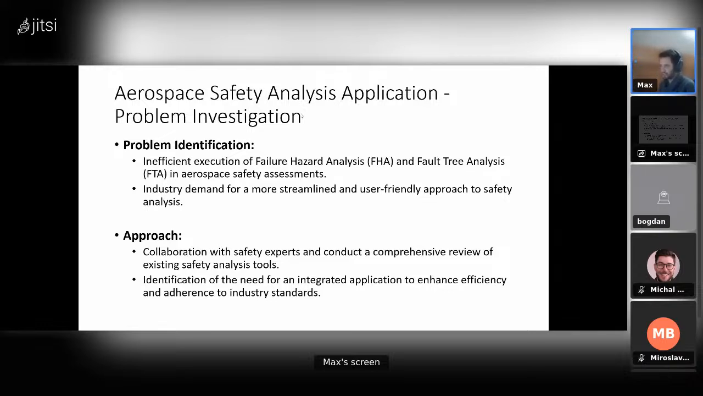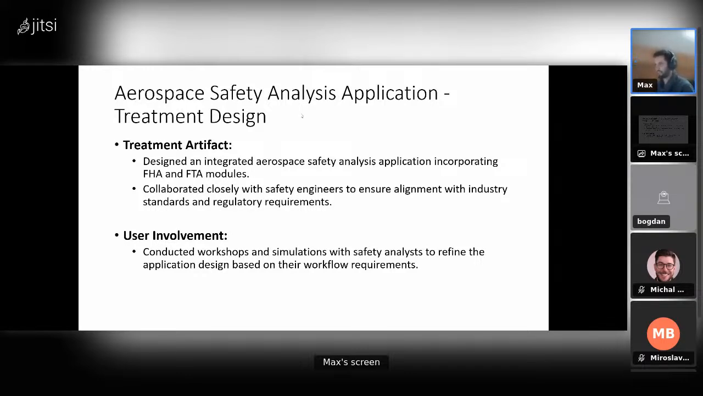So let's say in this case, we have some issues in the industry, that some safety analysis, so failure hazard analysis and fault tree analysis, and their execution is not good enough, and there is a real demand in the industry for a user-friendly approach to these kinds of things. So in this case, the approach would be to have some collaboration with safety experts and conduct a comprehensive review of existing safety analysis tools, and the identification of the need for an integrated application. So that's the first step.